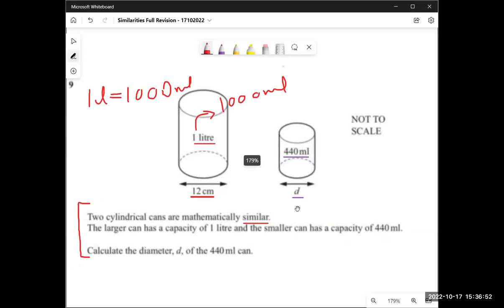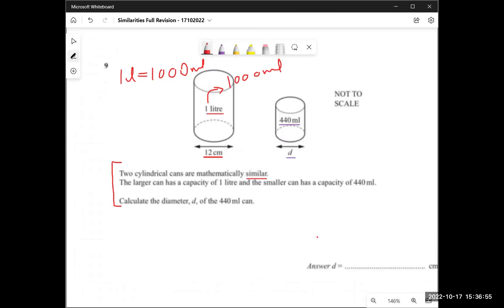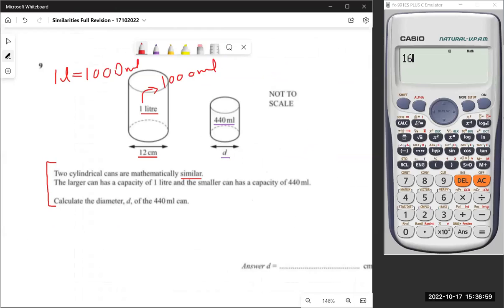Now, Rachit, how are you doing? Yeah, sir. Sir, I have a doubt. Okay. So it would become 1000. So I converted it to mls. So it would become 1000 equals K cubed into 440, right? 440. Yes.